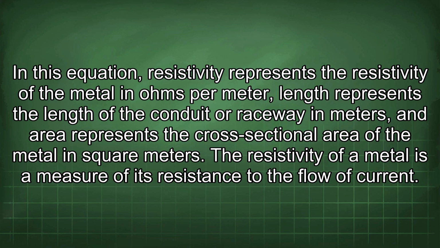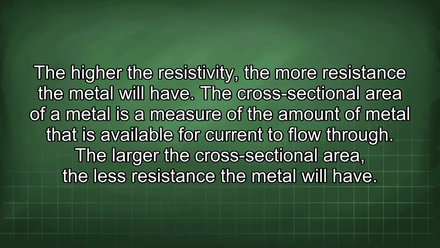The resistivity of a metal is a measure of its resistance to the flow of current. The higher the resistivity, the more resistance the metal will have. The cross-sectional area of a metal is a measure of the amount of metal that is available for current to flow through. The larger the cross-sectional area, the less resistance the metal will have.